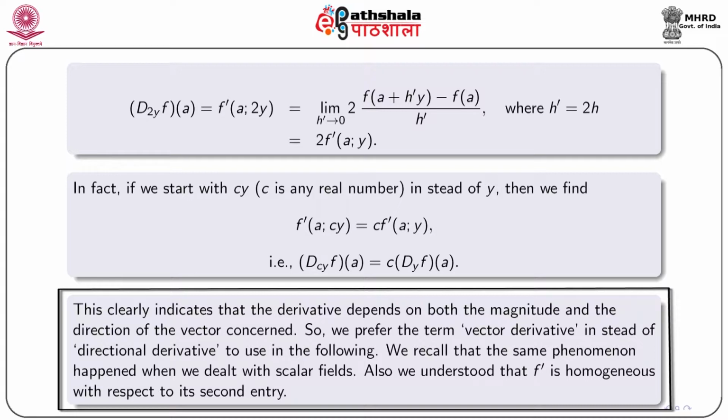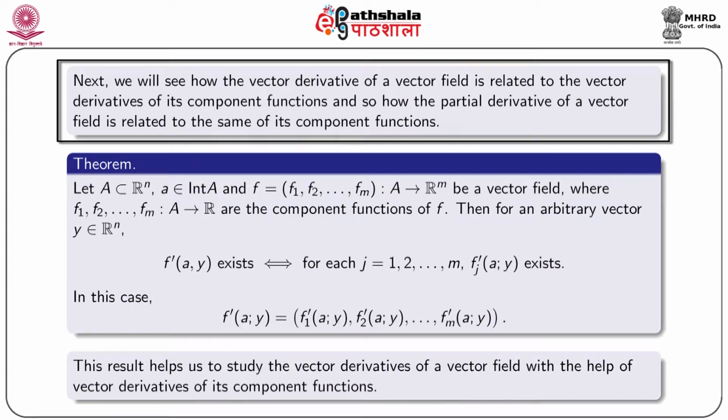One can easily recall that the same thing happened when we dealt with scalar fields. Also, from the relation f'(a; cy) equal to c f'(a; y), we find that f' is homogeneous with respect to its second entry. Next, we are going to see how the vector derivative of a vector field is related to the vector derivatives of its component functions. And a similar result will follow for partial derivatives also.